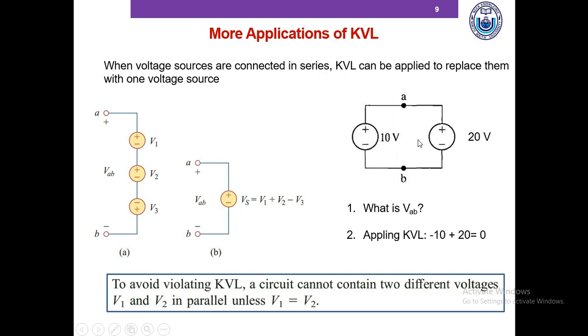If that doesn't convince you, just take KVL in this loop. So minus 10 plus 20 equals 0. So the left hand side does not equal the right hand side, which means this circuit violates KVL, which means this circuit is an invalid circuit.